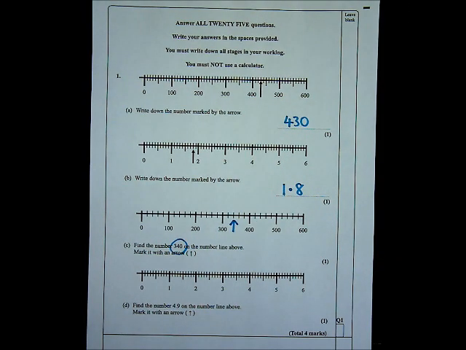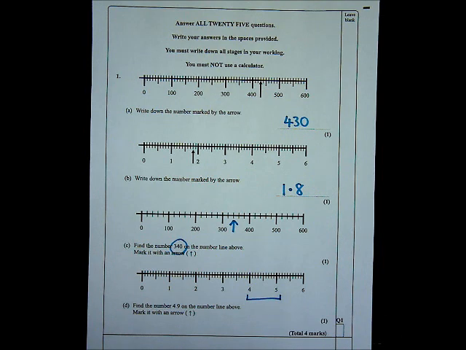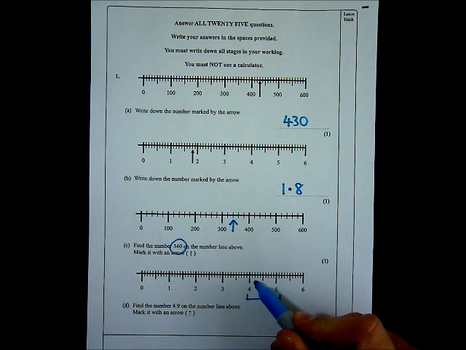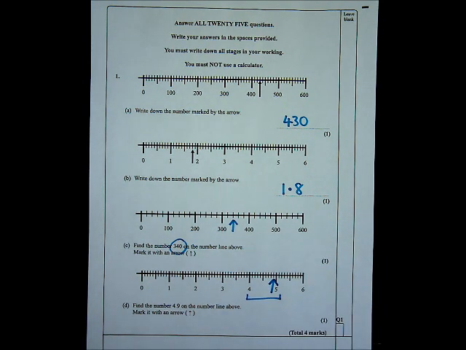On part D, I'm asked to mark the number 4.9. 4.9 is obviously somewhere between 4 and 5, so I just again need to confirm what my scale goes up in. So I'm going to try 0.1, so 4.1, 4.2, 4.3, 4.4, 4.5, and I'm halfway, so it is 0.1 that it's going up in. So that would be 4.9 there, just one mark before the 5.